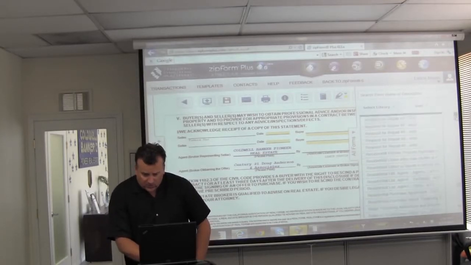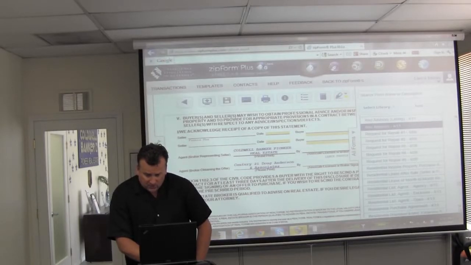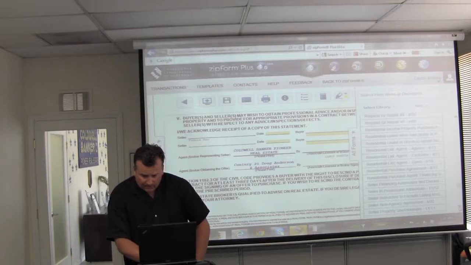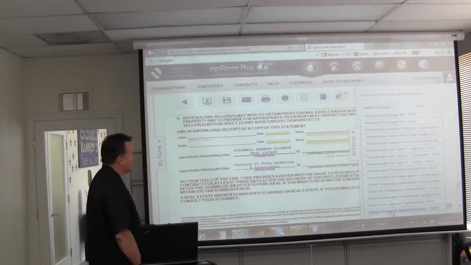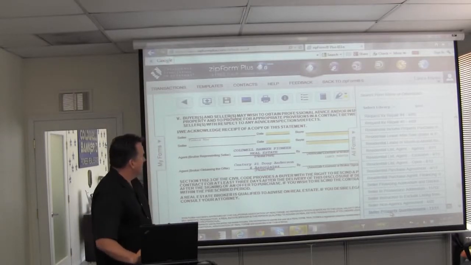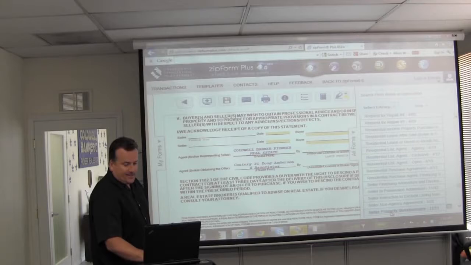Where is the seller's property questionnaire? Is it called something else? SPQ. Yeah, but isn't it called the seller's property questionnaire? Seller property questionnaire. There it is, right down the bottom. Right where it should be, alphabetically sorted. We'll teach you that. Okay. Double click.